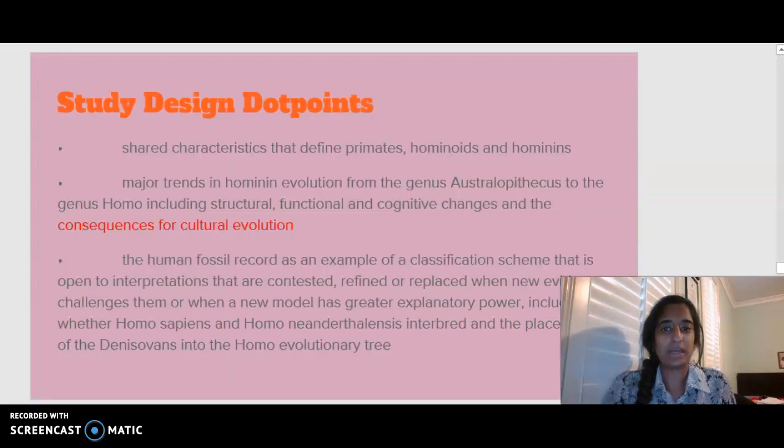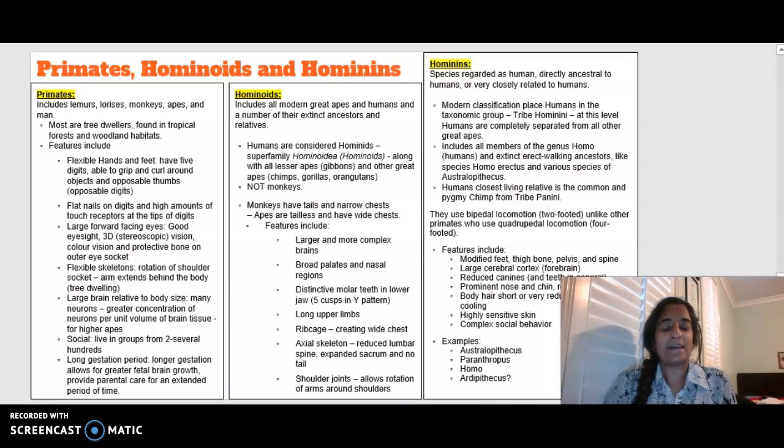So the dot points that we are looking at today are discussing the shared characteristics that define primates, hominoids and hominins. We're going to be looking at major trends in hominin evolution, so looking at Australopithecus to the Homo genus. And we are going to be looking at the relationship that Homo sapiens, Homo Neanderthals, and Denisovans may have had along that evolutionary tree. So we'll just make a start looking at the three major categories that we have.